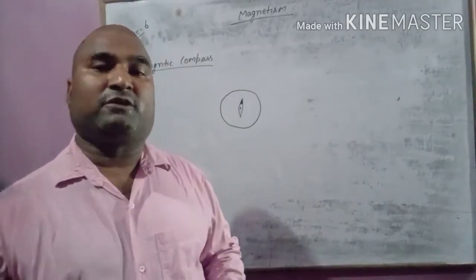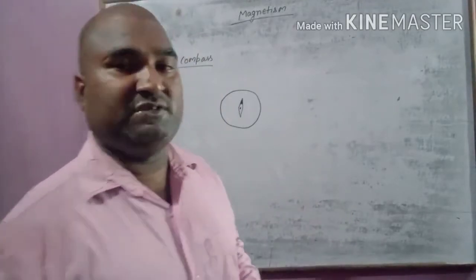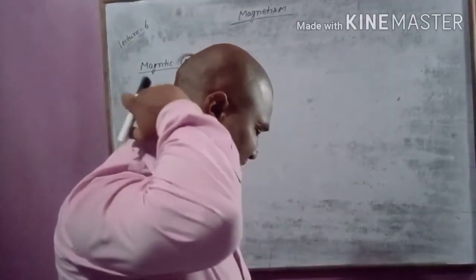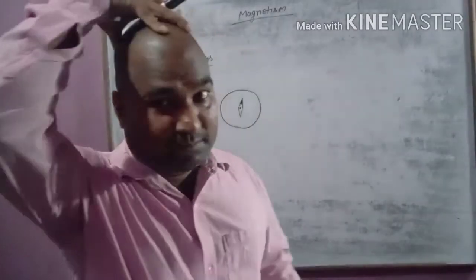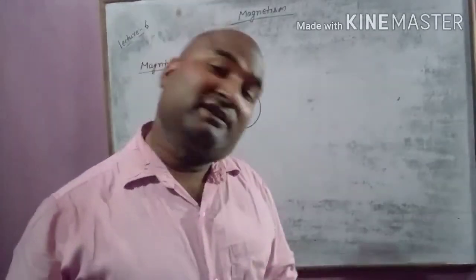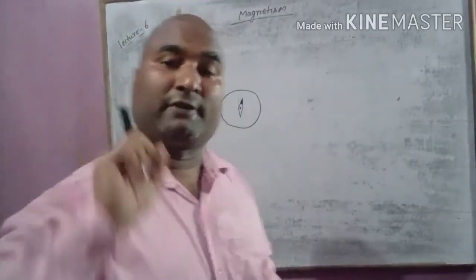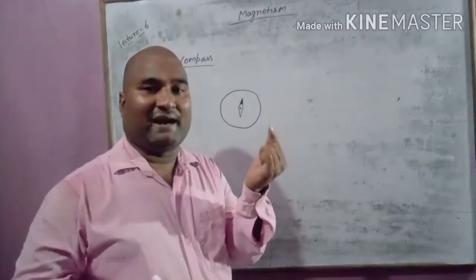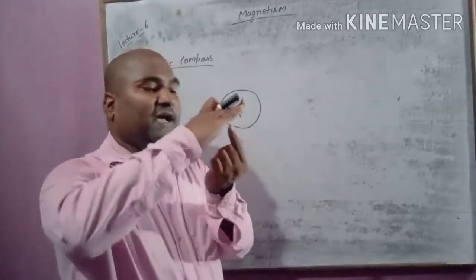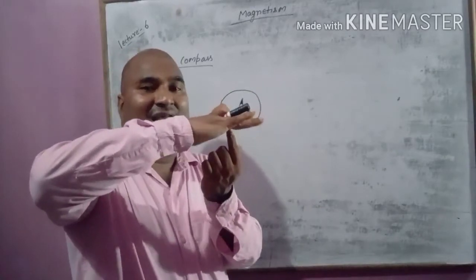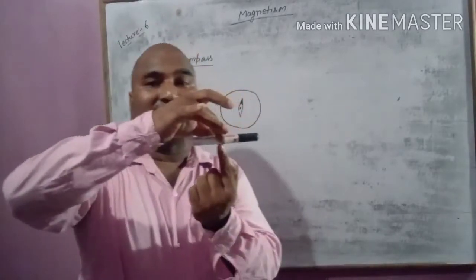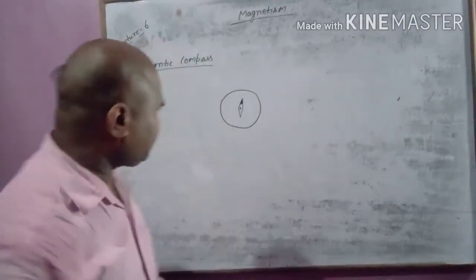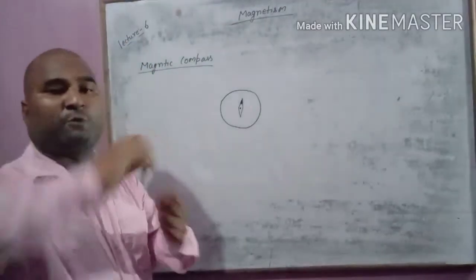You know what a pivot joint is? In class 5 you have seen what a pivot joint is. On the neck, the backbone, the head is placed, so it can rotate in all directions. That is called pivotal. Like that, there is a pin at the center of this box, and on that a needle is placed like this. This needle can rotate around the pin, so it is free to rotate.